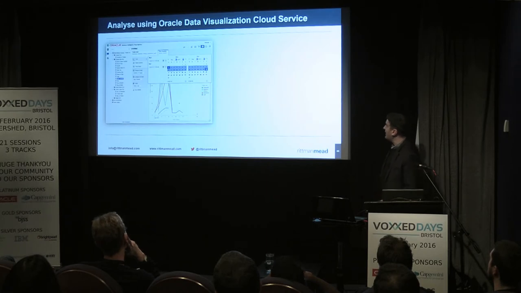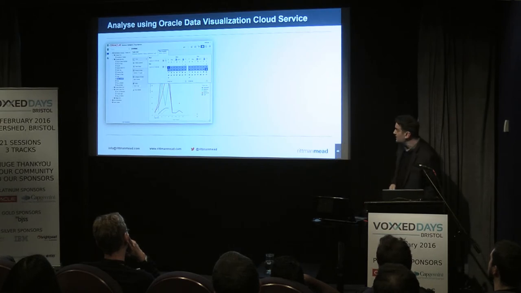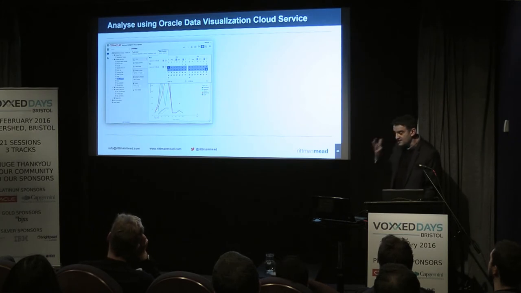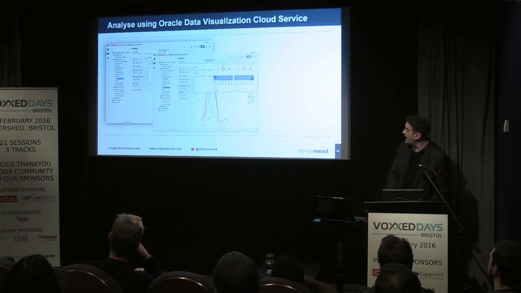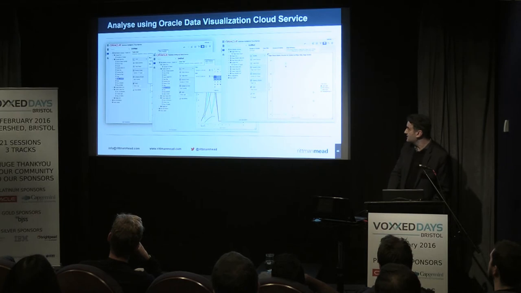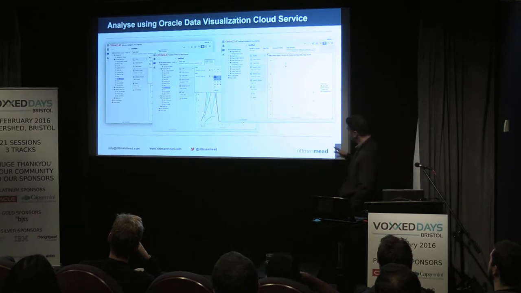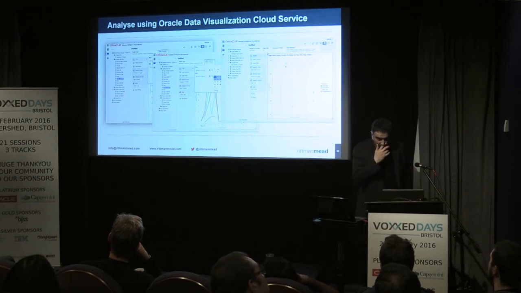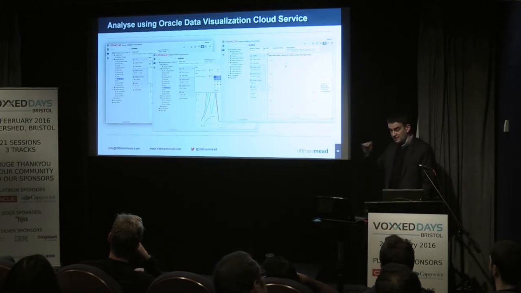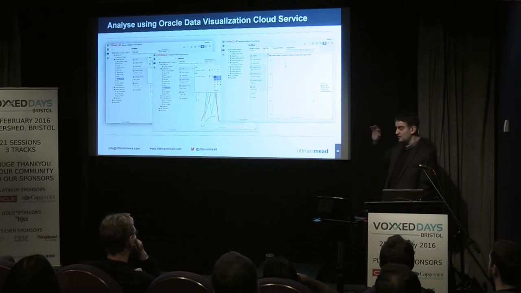Now, there are other tools within Oracle Cloud that we can then use to visualize the data. This is what's called Data Visualization Cloud Service. It's a data discovery, data analysis tool that runs within Oracle Cloud. You can just do graphing and analysis and exploration. Again, this is running in the cloud. It's zero download, runs as a service, and it can connect to the database in the cloud, to Hadoop in the cloud, all this kind of stuff.